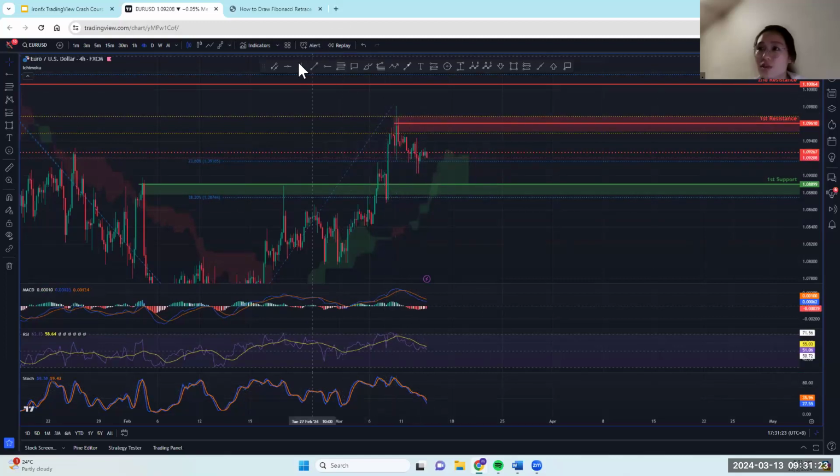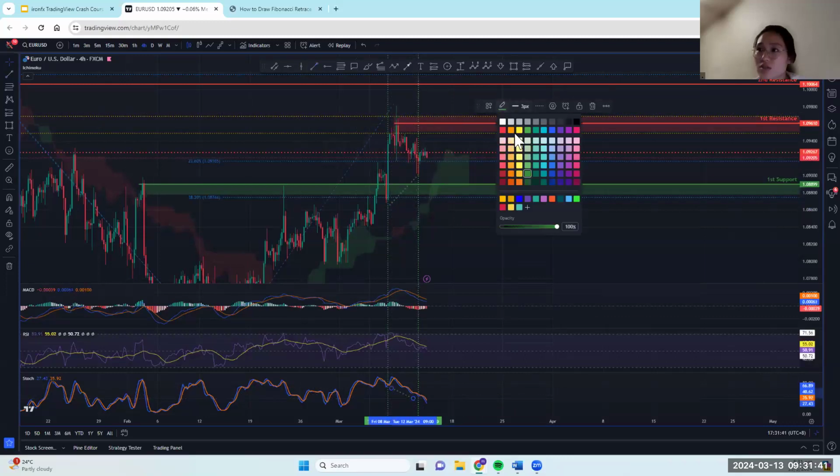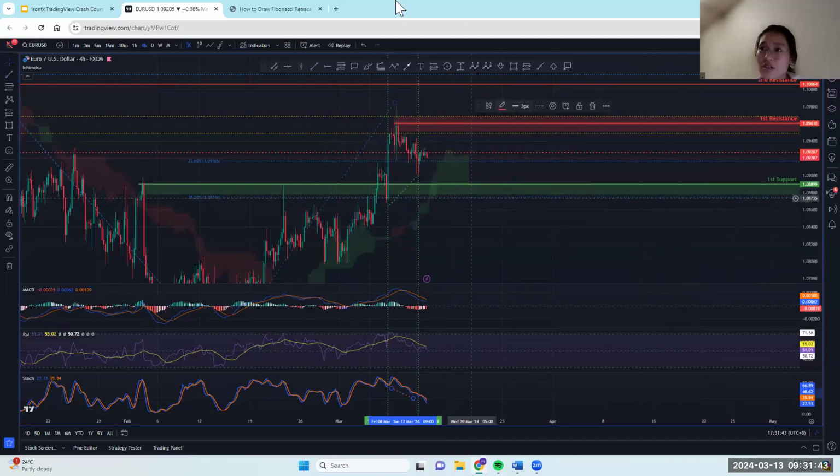Okay, so for example, for our stochastic here, you can see that price made a higher low, whereas on our stochastic, it made a lower low. So this is a bearish signal, and it supports our analysis that price will continue to drop from our pivot.